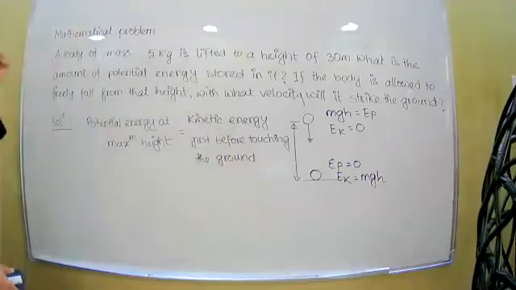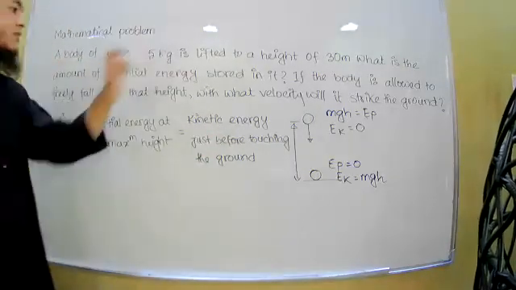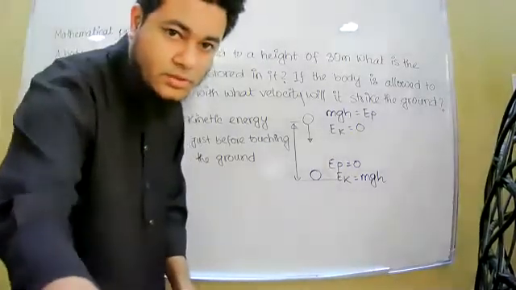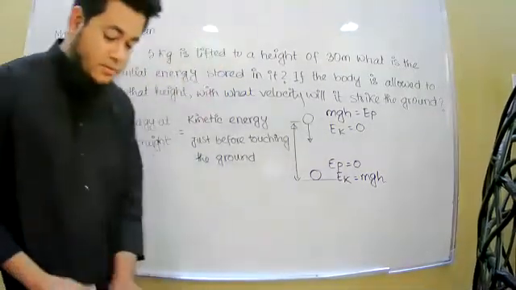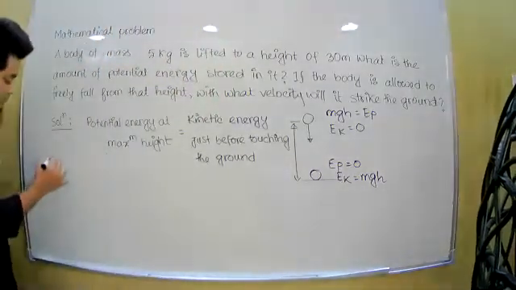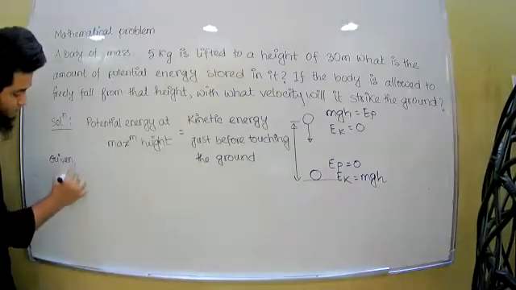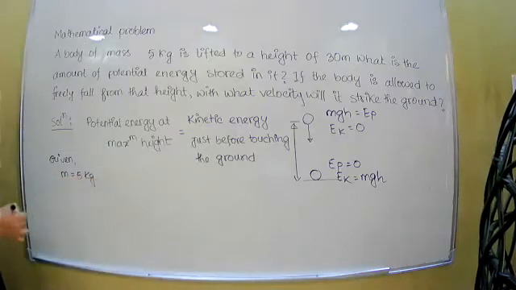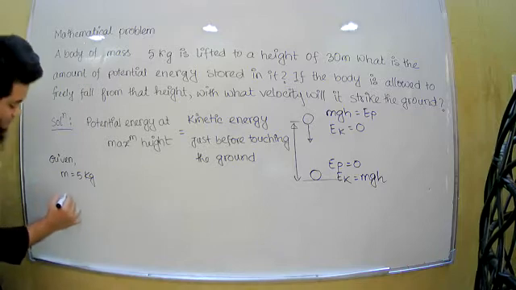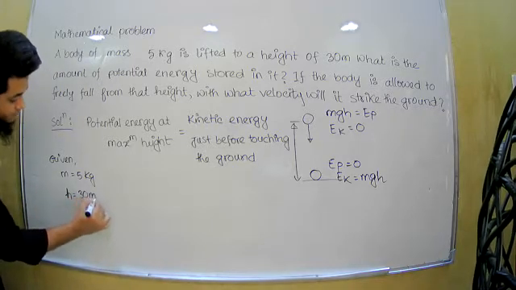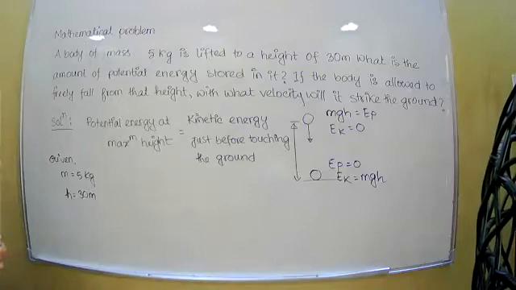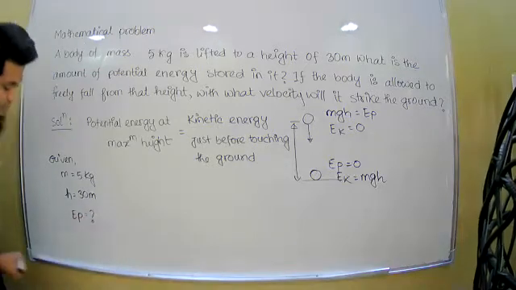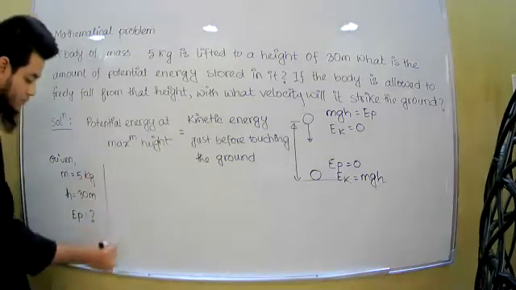Let us just go through the problem. Okay, so a body of mass 5 kg. So we will list up the given information. What is given? Given: mass M is 5 kg, and it is lifted to a height of 30 meters. So H is 30 meters. So what is the amount of potential energy stored in it? So they have asked us to calculate EP. Potential energy is how much? Now we know.